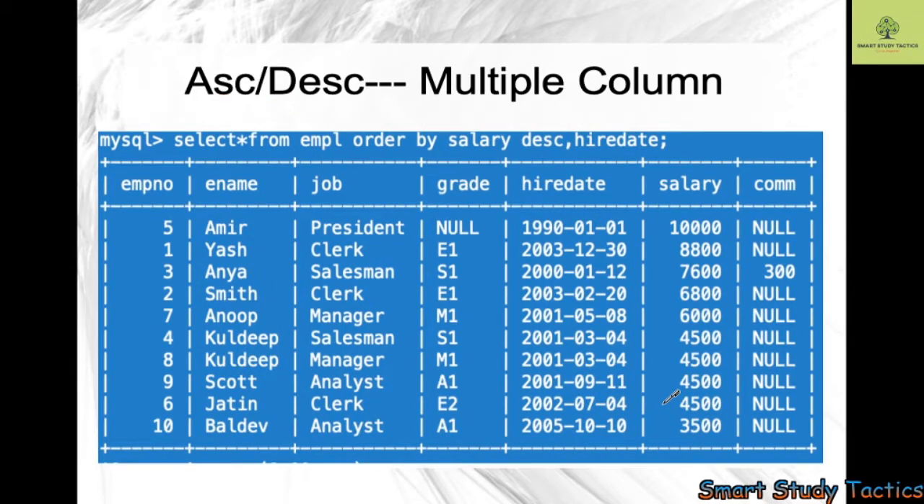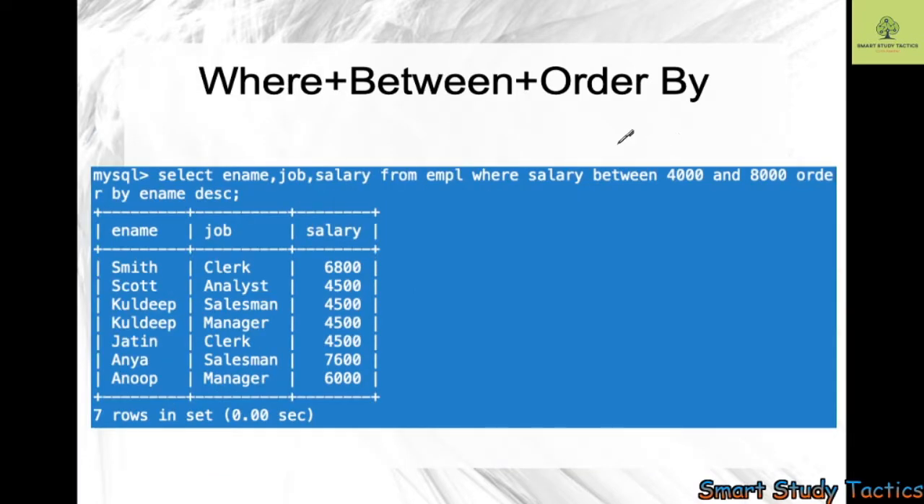Okay. I think these things are clear. You can do it vice versa. Here you can see descending and here it is in ascending order. I think things are clear here. So just now I am going to use where clause plus between clause plus order by. So here we are going to use this one. First of all read the query, then you have to go for the result.